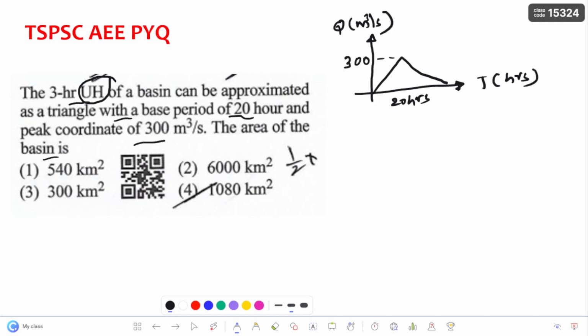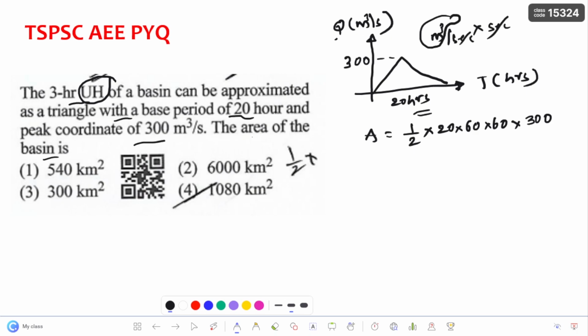If you find the area of this triangle, area is equal to half into base into height, that is 20. It is given in hours, so let us convert into seconds: 60 into 60 into 300. If you multiply meter cube per second into seconds, just observe the units, seconds cancel and you will get meter cube. But here he is asking the area of the basin. Meter cube means volume, but you have to divide by depth so that you can get the area. Just follow the logic.